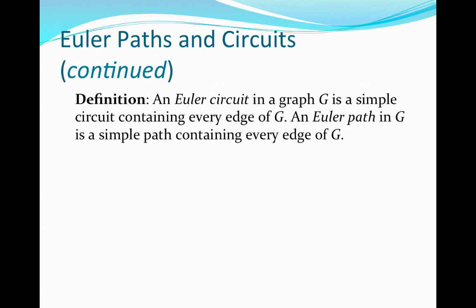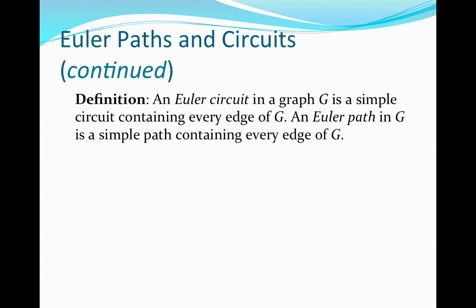Okay, so let's look at the formal definition. An Euler circuit in a graph is a simple circuit containing every edge of that graph. So in particular, an Euler circuit is one that visits every edge or crosses every edge exactly once. And an Euler path is a simple path containing every edge of the graph.